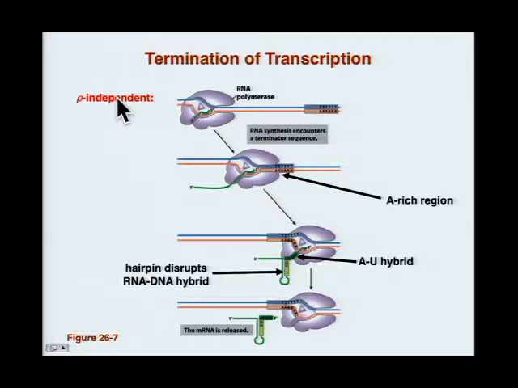Again, two requirements, a weak base pairing, AU base pairing, and a stem loop structure that unzippers the RNA-DNA hybrid duplex. Okay, does that make sense? That's rho-independent. And that's just the sequence of the actual DNA, which is causing that. So we don't have a protein coming in there.